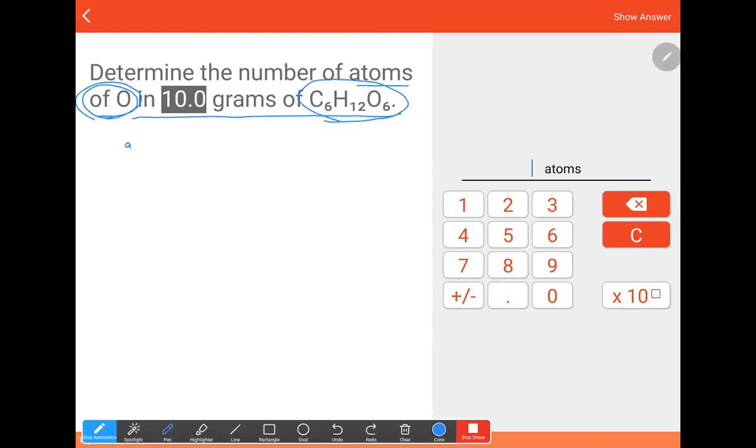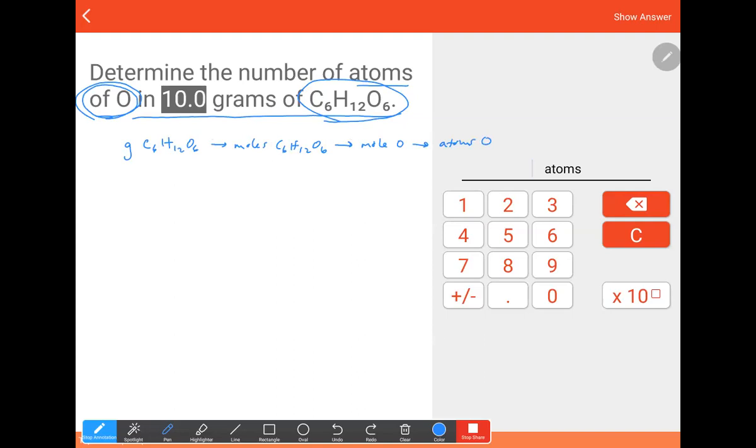So I'm going to say grams. I'm going to write out the whole thing, to moles. Now here's our mole ratio, because now we're going to moles of oxygen, and then we're going to atoms of oxygen. So there's my unit plan.